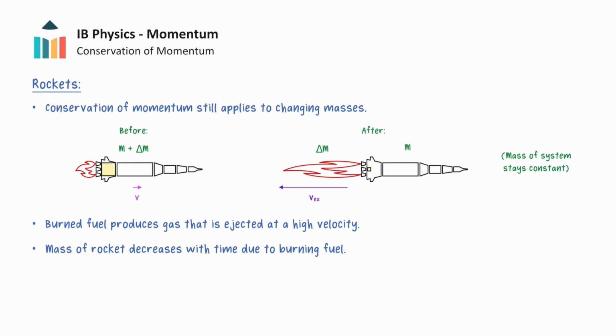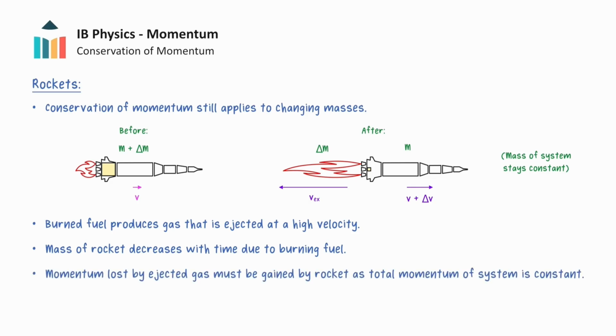The ejected gas has both mass and velocity, and therefore has some momentum. From conservation of momentum, the rocket's momentum must change by the same amount in the opposite direction. The faster the gas is expelled from the rocket, the greater the momentum change, and this will result in a greater speed of the rocket.